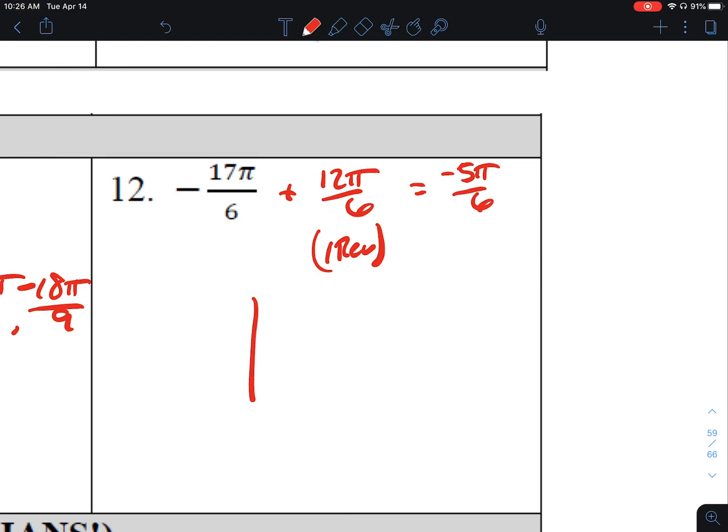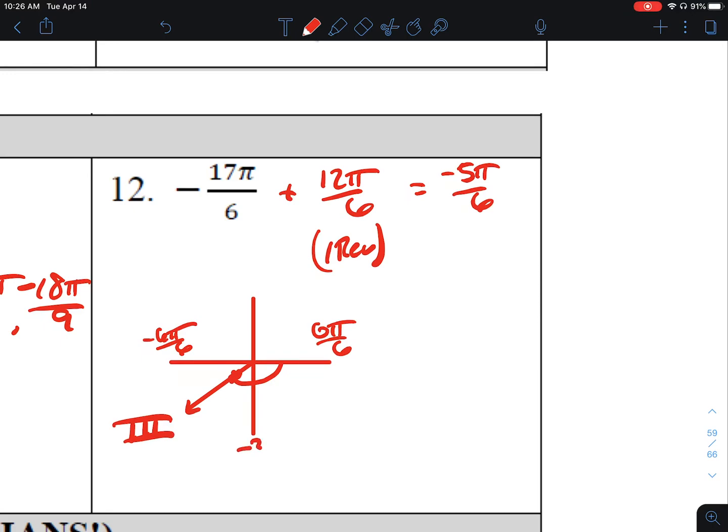So in the coordinate plane, if I go in the negative direction, negative 5 pi over 6 is just short of negative 6 pi over 6, which is going to fall in quadrant 3. All right.